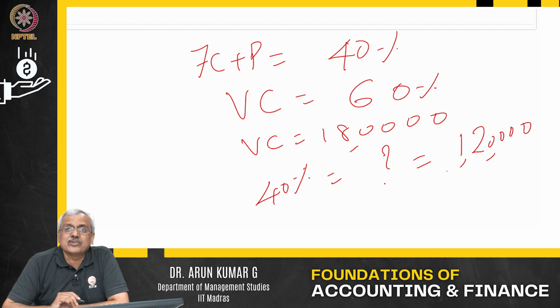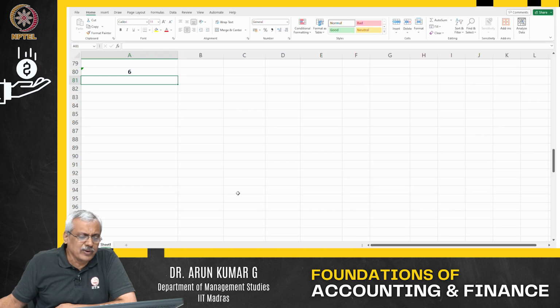60% is 1,80,000. That means 60% is the cost, 40% is the contribution margin. If 60% of it is 1,80,000, calculate the 40% of it. 1,20,000. You can basically calculate that. So, how do we get this? Very simple, sir. Very simple.